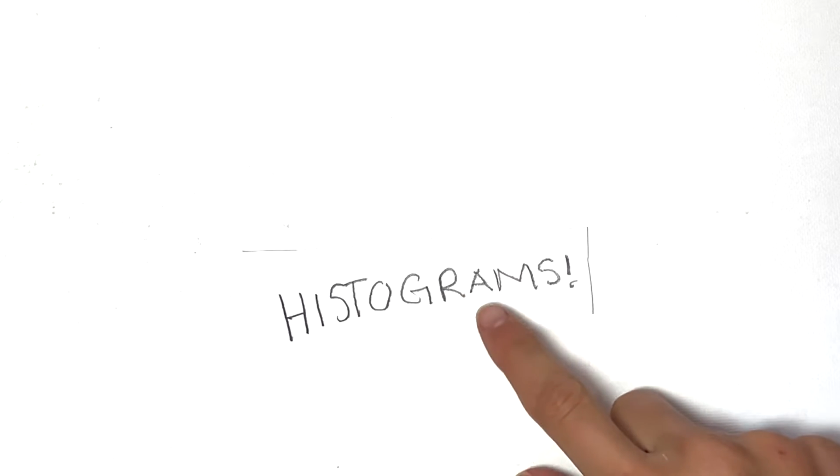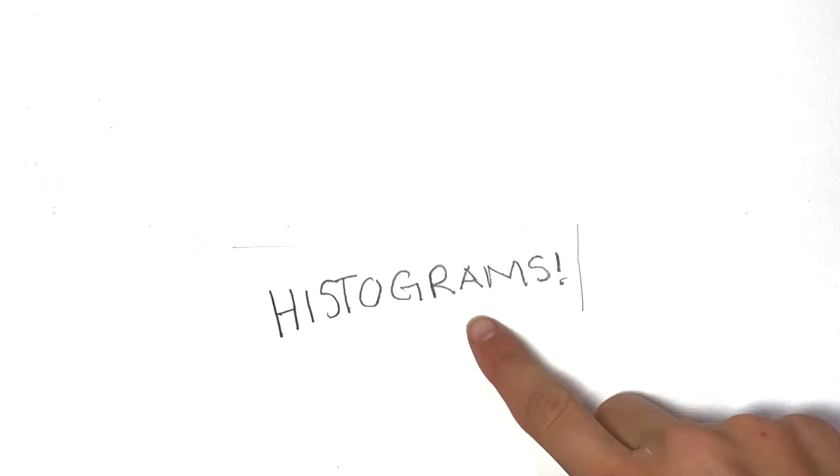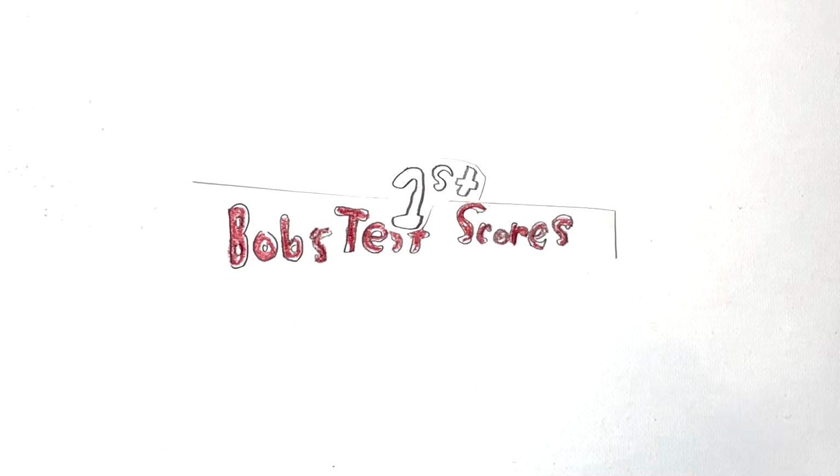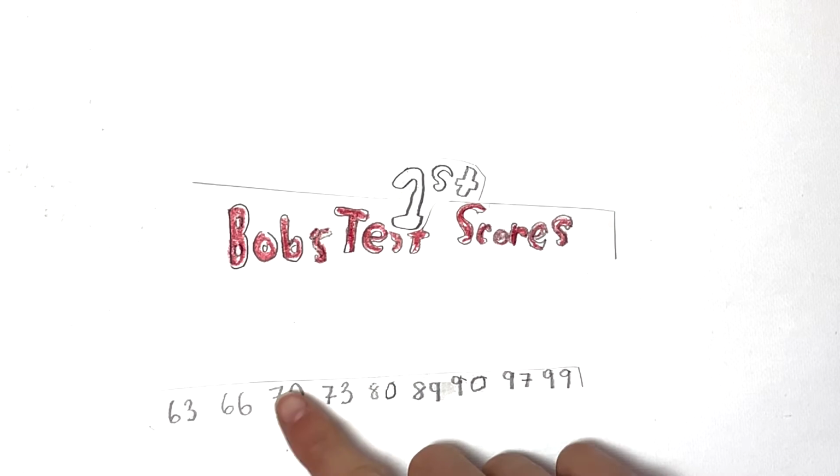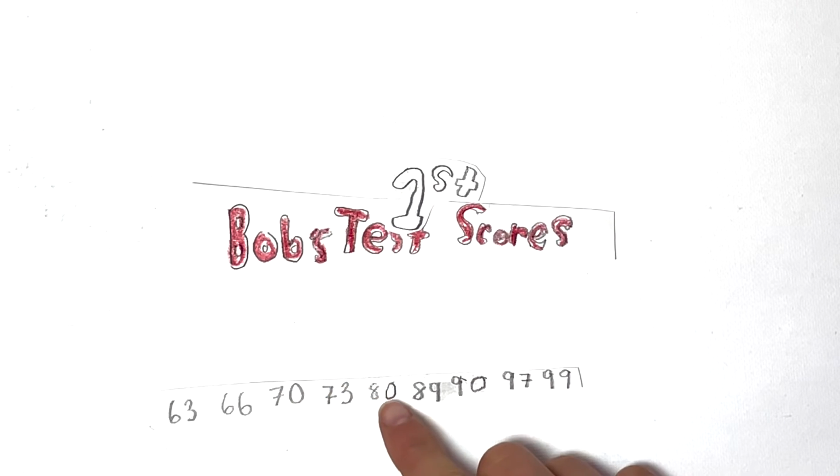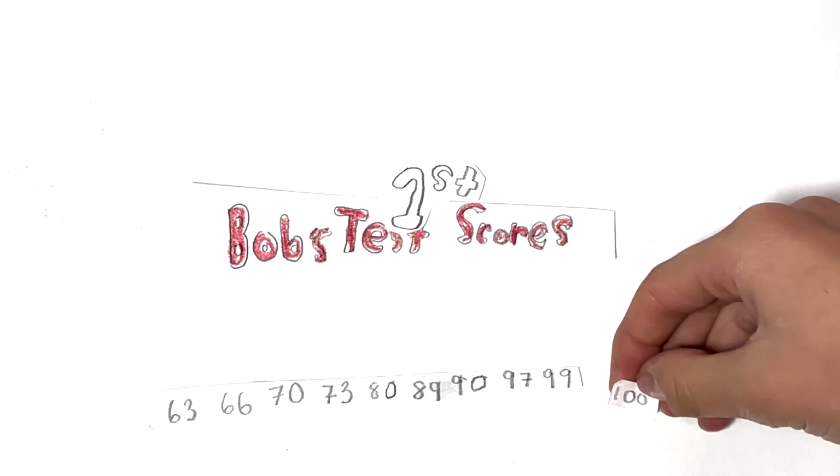Today I'm going to be explaining how to make a histogram. So the first step to making a histogram is looking at your data. Let's take for example Bob's test scores: 63, 66, 70, 73, 80, 89, 90, 97, 99, and 100.